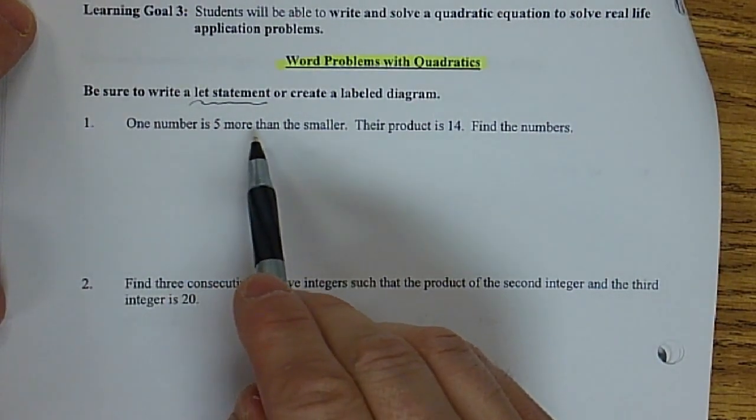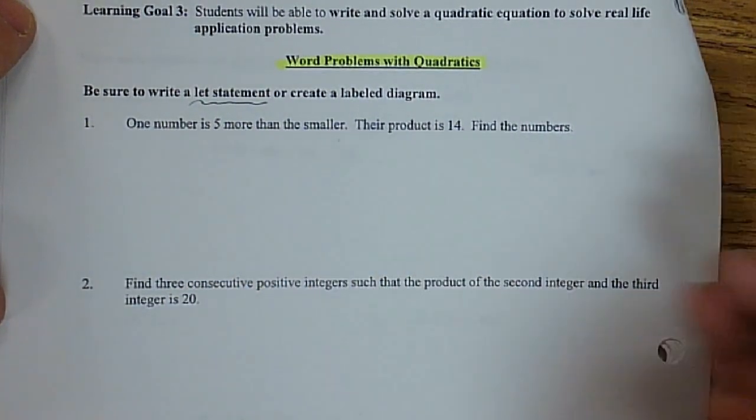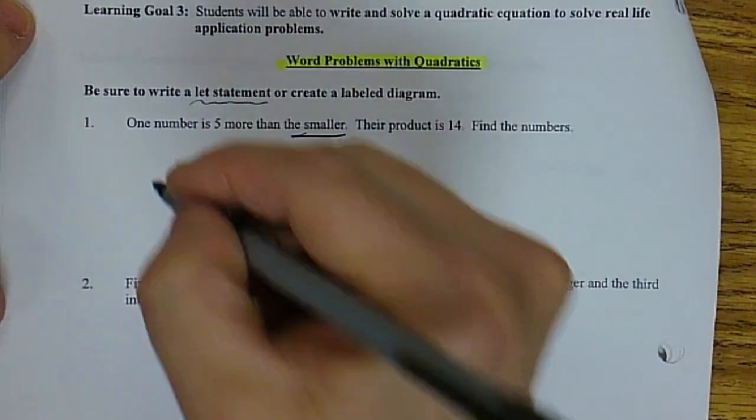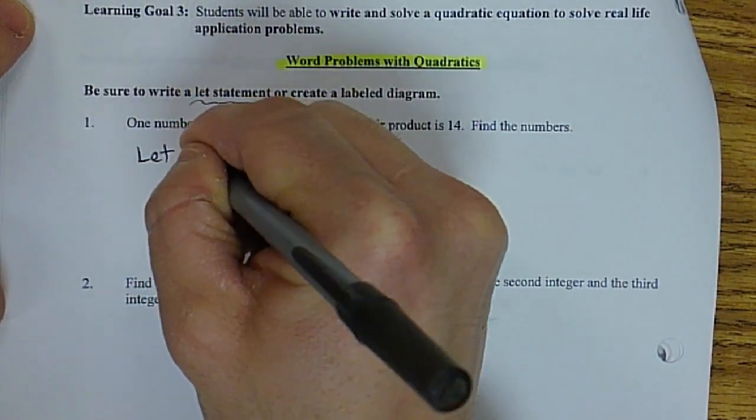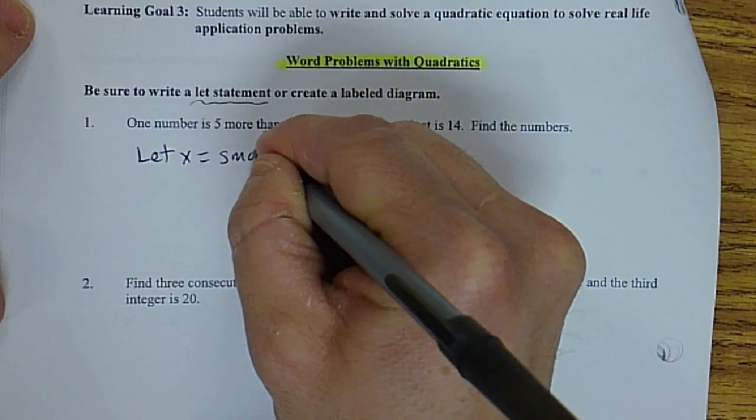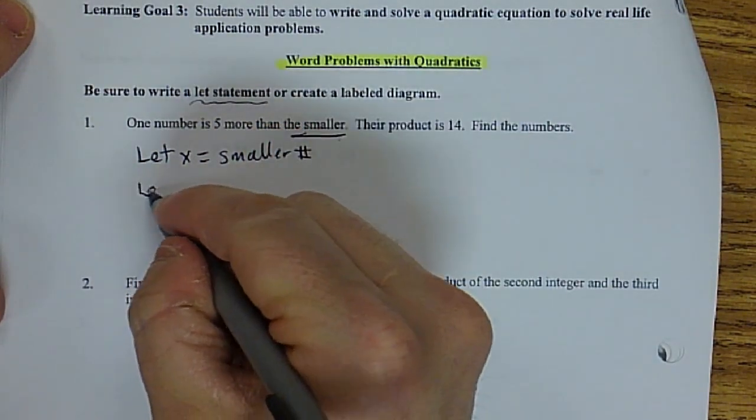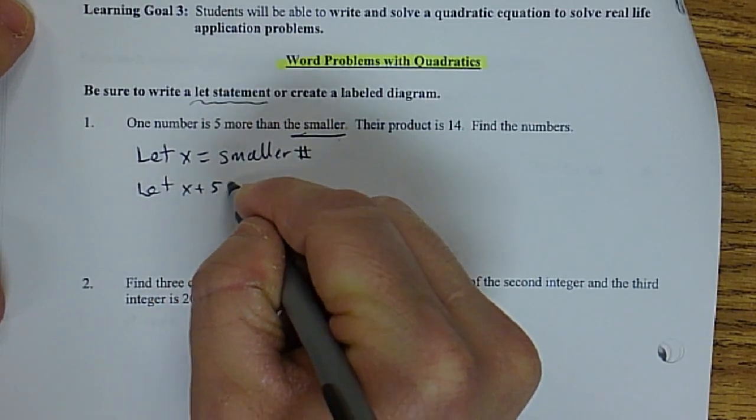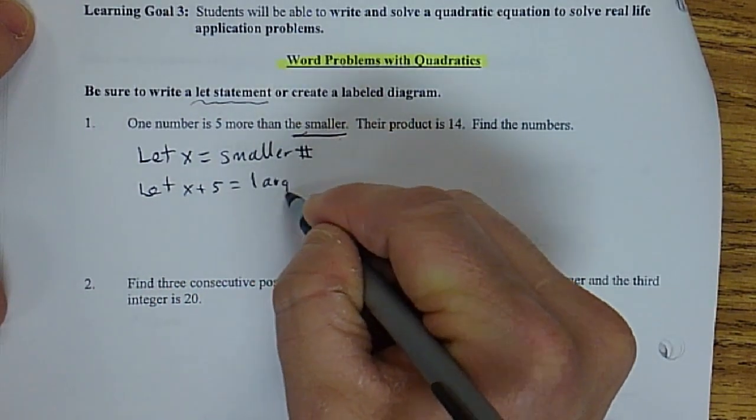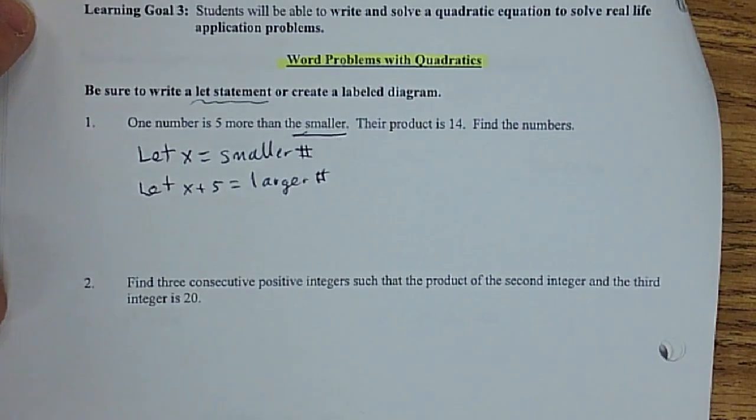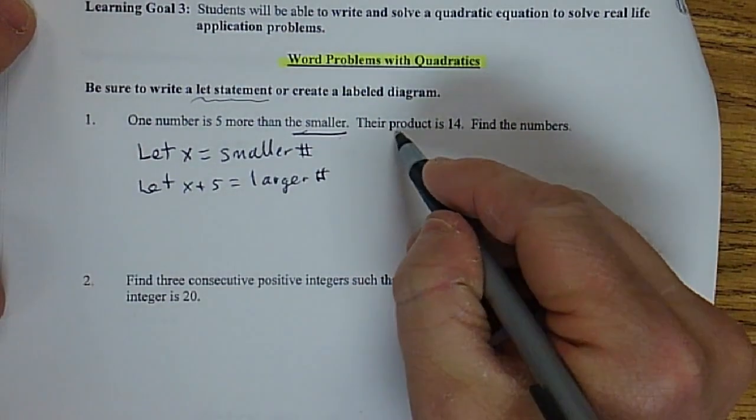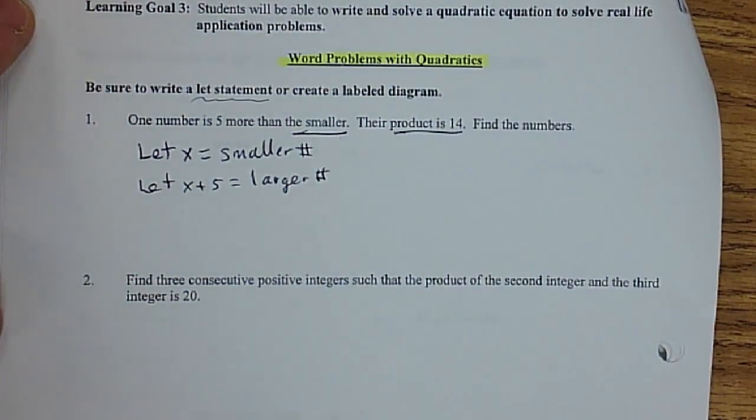So one number is 5 more than the smaller. Their product is 14. So smaller is at the end, so I'm going to write let x equal smaller number. The other one, let x plus 5 equal larger number. I've got my two let statements. Their product is 14. That's where I'm going to develop my equation.